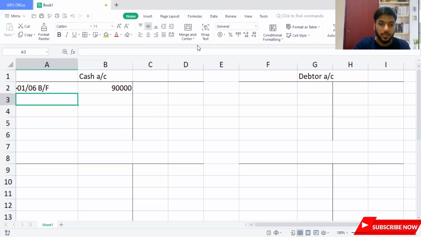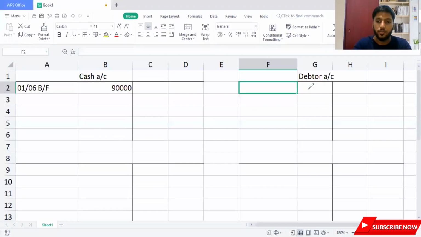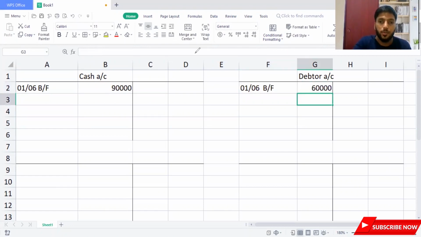Let's see debtors balances now. Debtors is 60,000, so I'm going to record it. Debtors is also an asset. So debtors is 60,000. Again, I'll start with the date 1/6, brought forward 60,000. Then we'll move on to the next part.